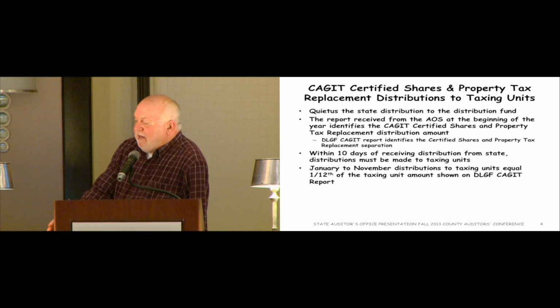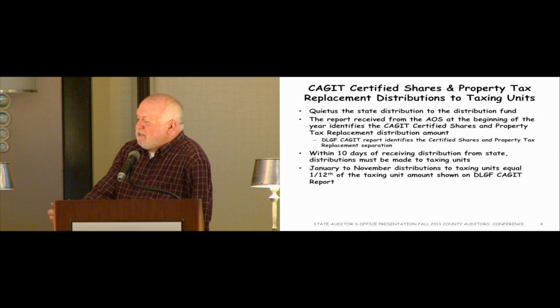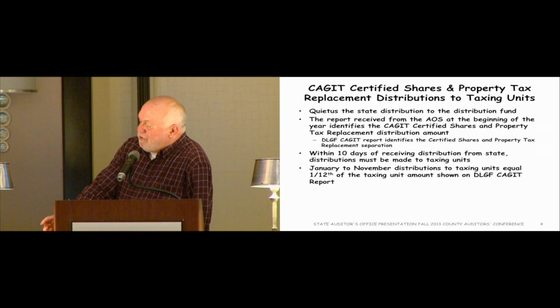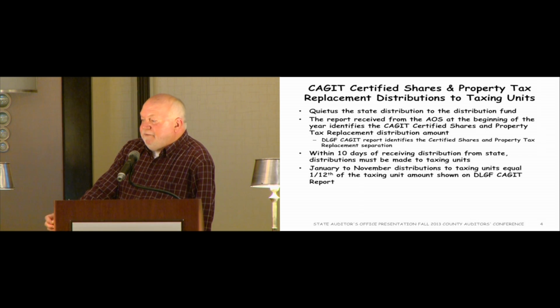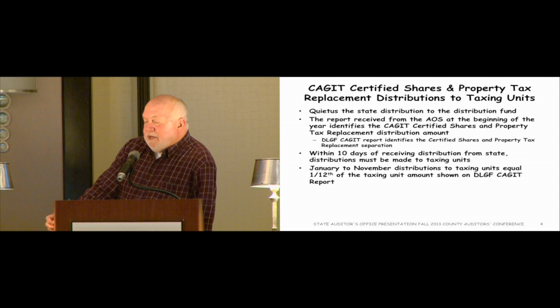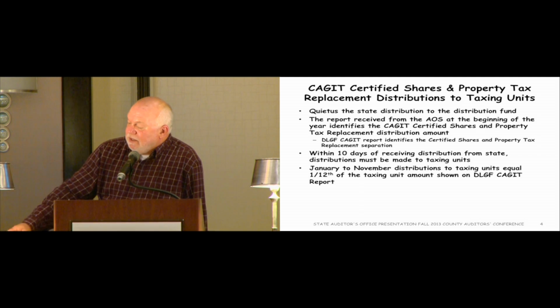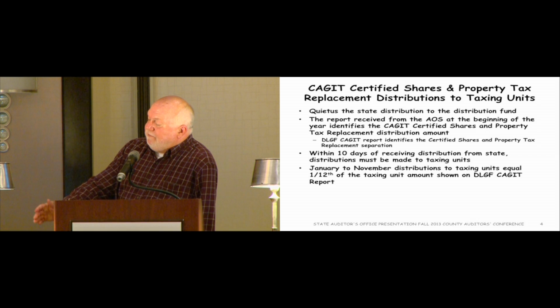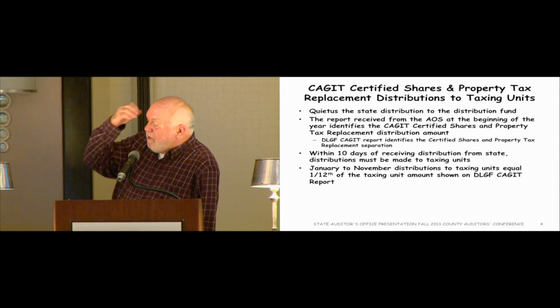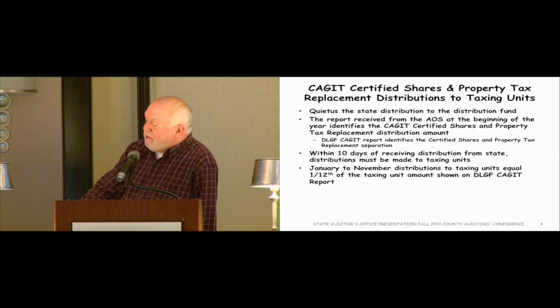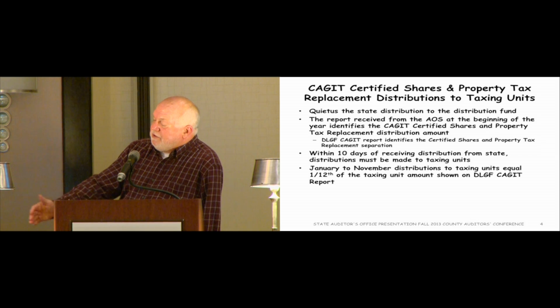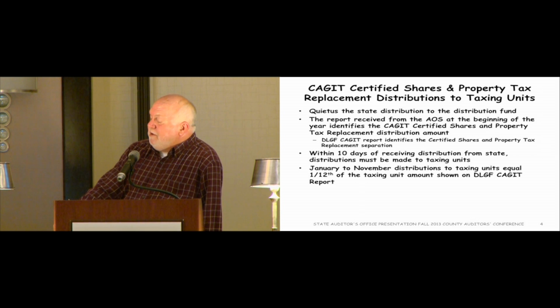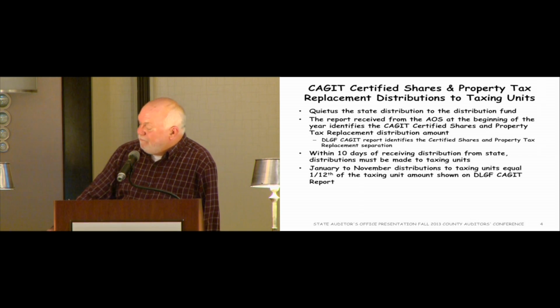What I'm talking about is that you get from us with the January distribution 3 different PDF reports. One will show you the breakdown of the certified shares, replacement credit, levy freeze, public safety, and the other uses. One will show you that breakdown for the total for the year.